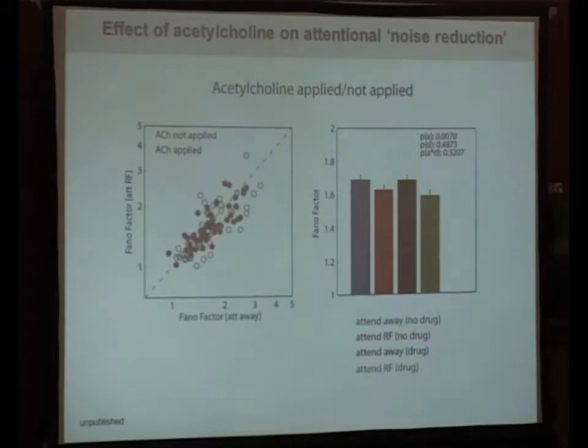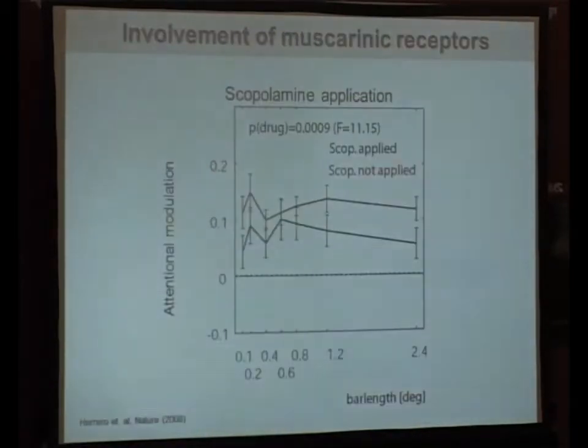And when we do this for acetylcholine, you can tell that, these are the individual neurons that we recorded from, in red when acetylcholine was not applied, in black when it was applied. There is no significant difference between red and black clouds. And when we calculate the mean Fano factors as a function of attend away, attend RF, no drug, versus attend away, attend RF, drug, then we find that attention significantly reduced Fano factors in this population of cells, but the drug had no effect on it, nor was there any interaction. So the variance is not affected by our drug application when we apply acetylcholine.